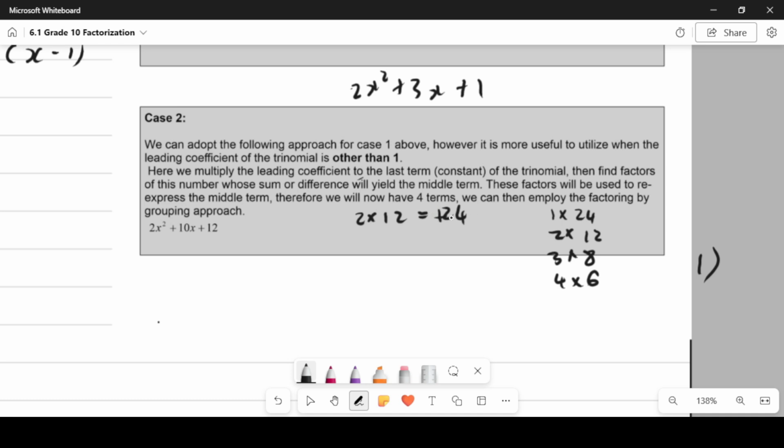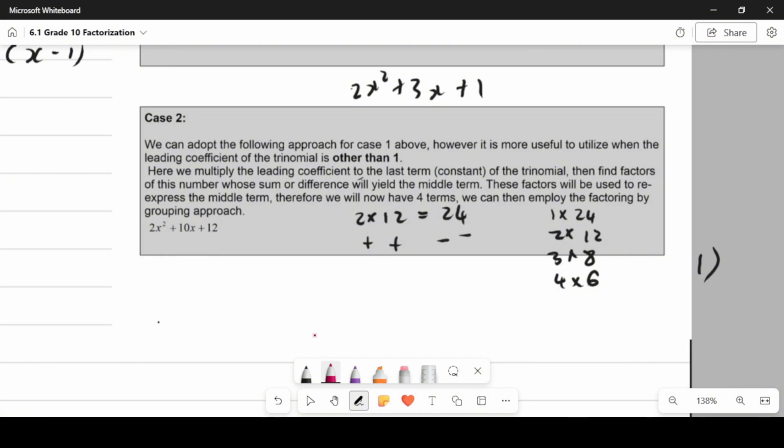So since this number is positive, right? Since this number is positive, that means both the factors must either be a plus plus or a minus minus. But since the middle term is positive, it has to be a plus plus. So from all of these factors, which two numbers when added together will give you 10? 6 and 4. Very, very important. So let me restate that. Our first rule when utilizing this technique, when the trinomial has a leading coefficient that is other than 1, is multiplying the leading coefficient by the constant.